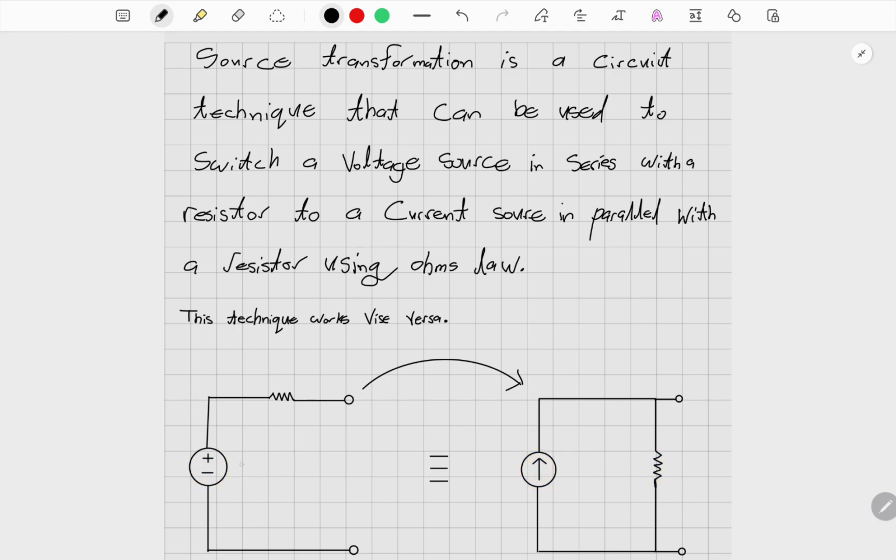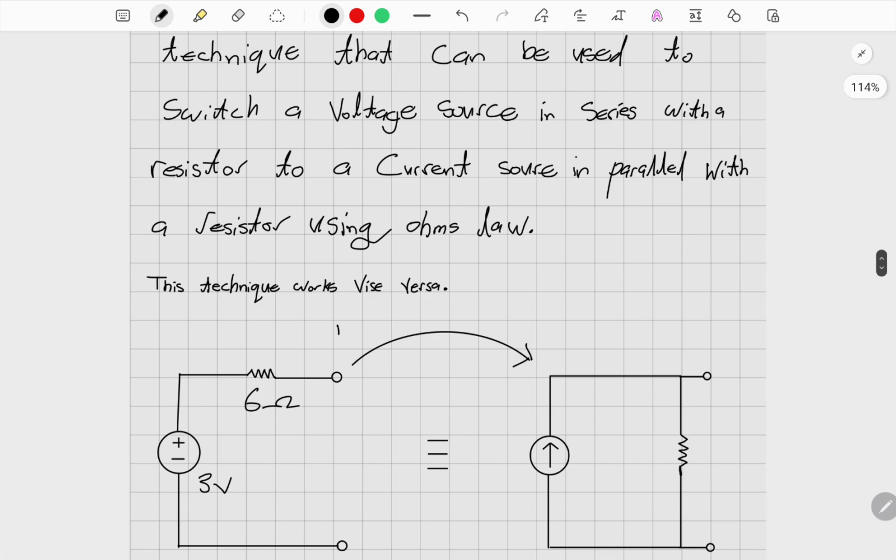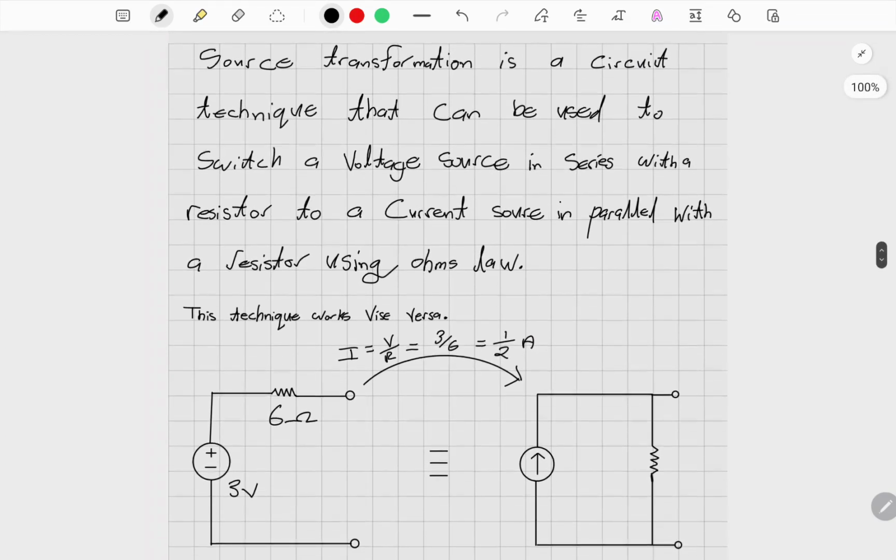I'm going to assign numbers. So let's say this is 3 volts and this is 6 ohms. I'm just going to use Ohm's law. So I is equal to V over R, which is equal to, I have 3 volts over 6 ohms, which is equal to 1/2 amps. So my new current source, or my transformed voltage source, has turned into a current source that has a value of 1/2 amps.